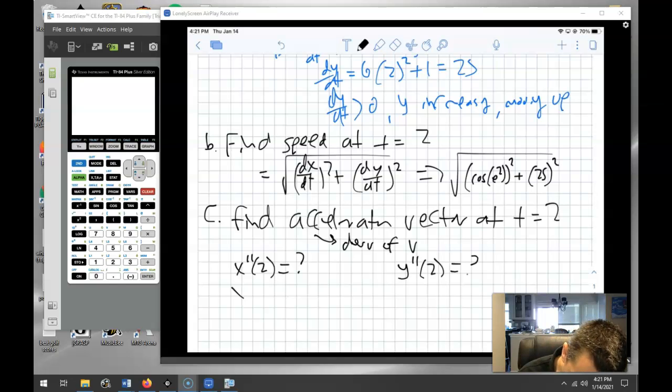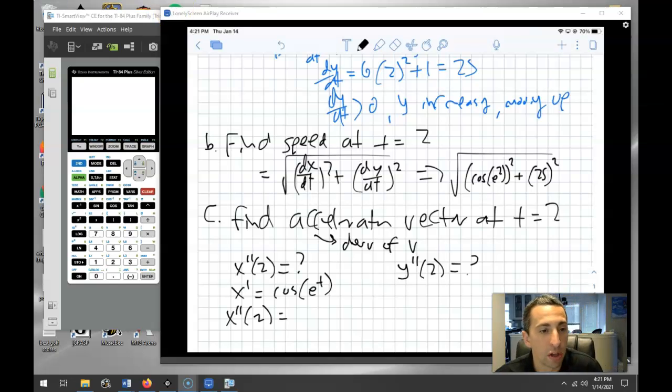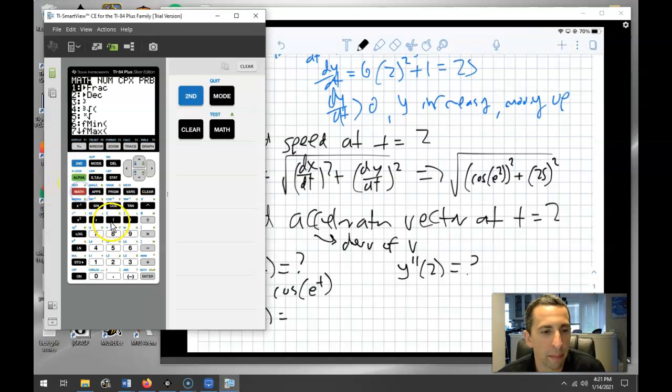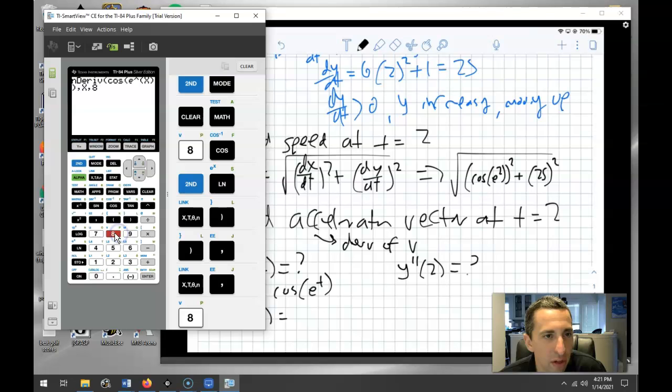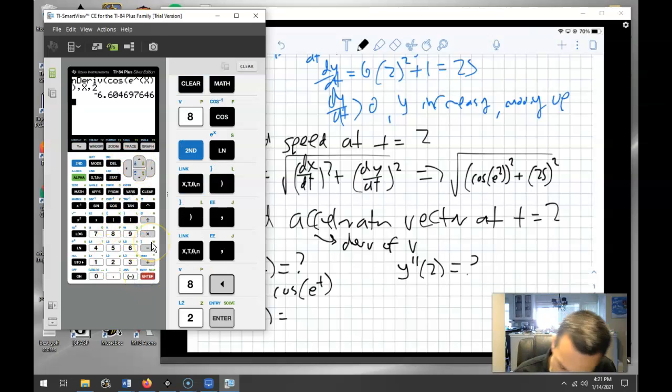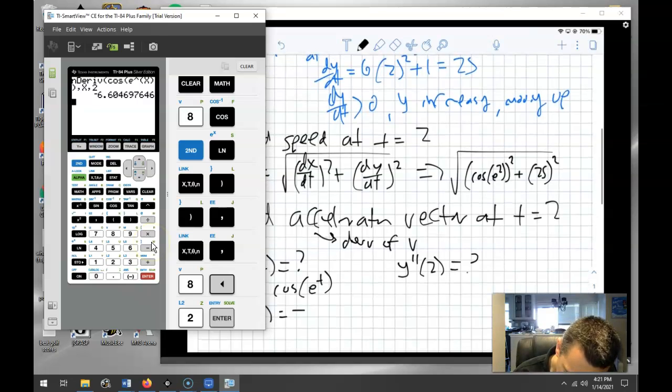Okay, now if x prime is equal to cosine of e to the t, remember, something like this you should just do on your calculator. It'll be really simple. So you'll just go over here, you'll say, all right, I'm going to take a math 8, I'm going to take the derivative of cosine of e to the power of x, close, close, close, and then I take the derivative with respect to x at the value of 8, and by 8 I mean 2. And that'll give me, okay, negative 6.60469. Nice.